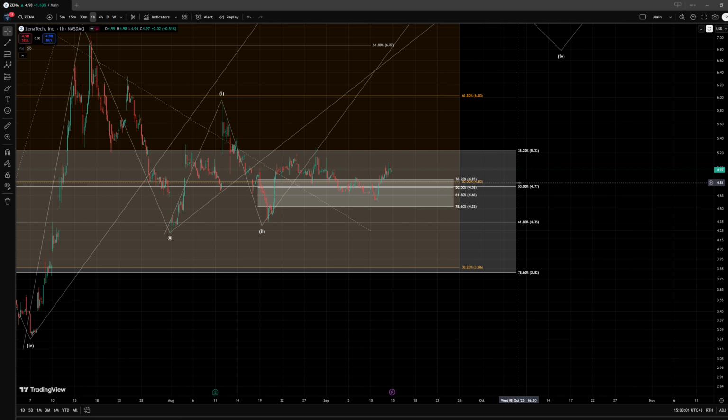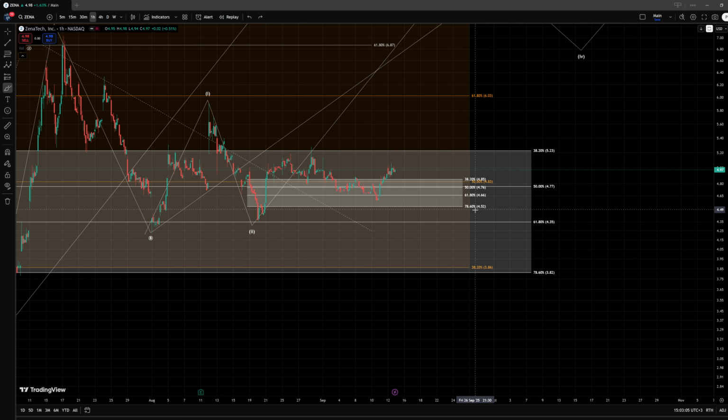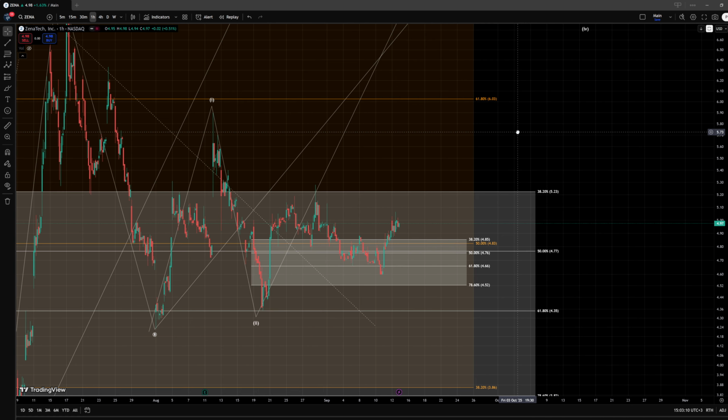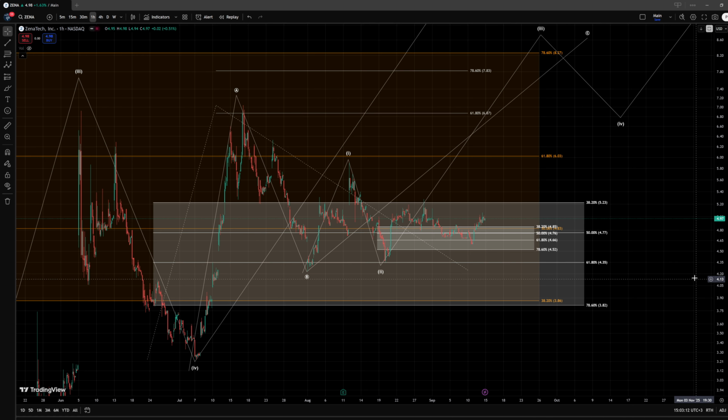and I would say that yes, we have this area of support, and as long as it holds, we can look for direct continuation to the upside. And for now, these are the levels. This is the trade setup.